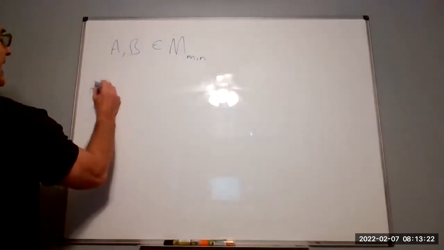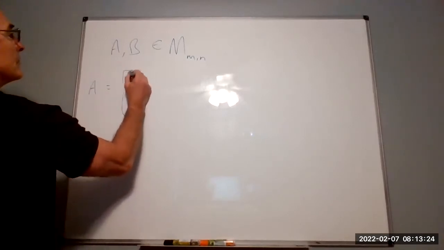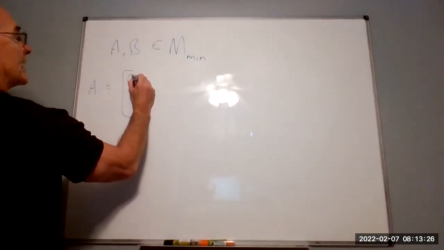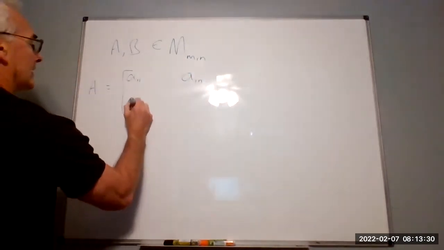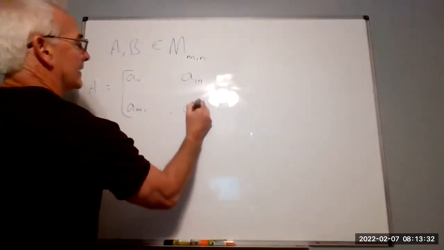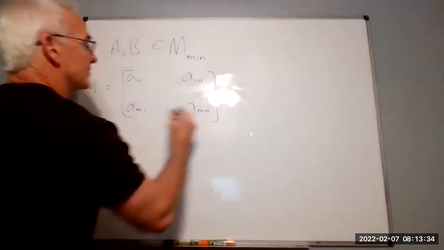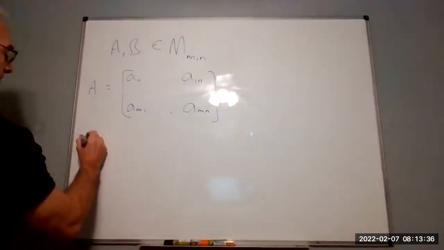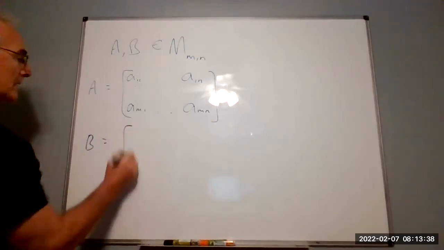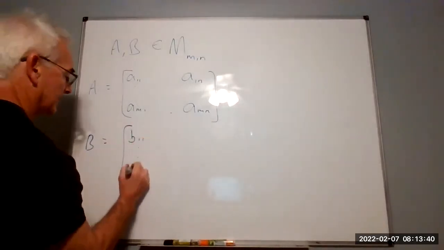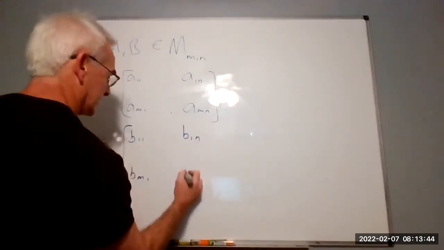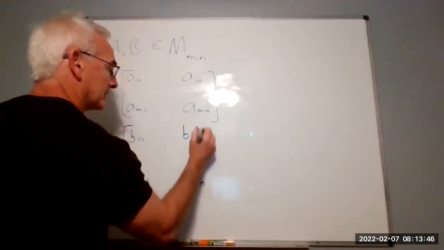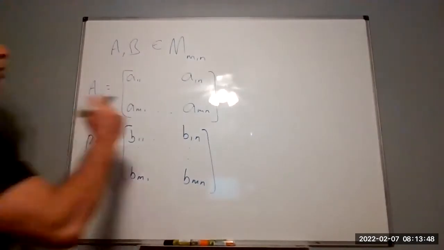So when I'm doing this process, if matrix A, I'm going to write it this way: A11, dot, dot, all the way to A1n, dot, dot, Am1, dot, dot, Amn. The dots mean I'm just continuing the pattern. Matrix B, we'll call it B11 down to Bm1, B1n down to Bmn.